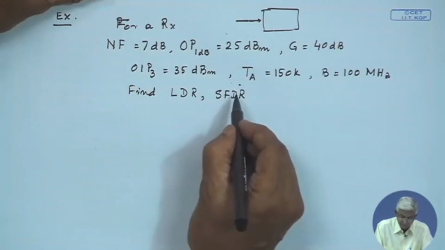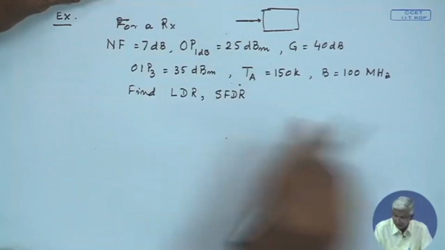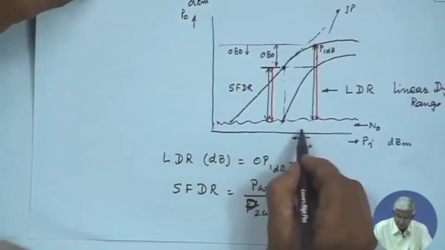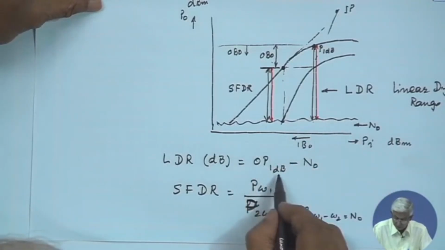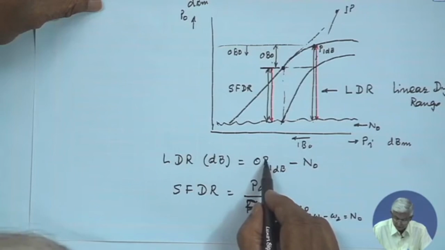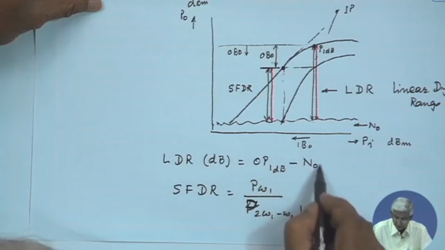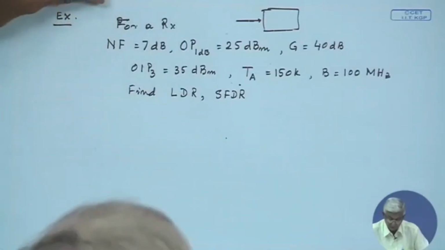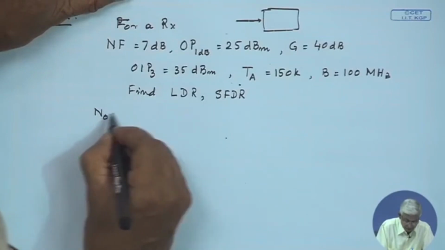So, what we have to find out, if you remember, for spurious free dynamic range and linear dynamic range, is the noise, because the LDR is the output 1 dB compression point minus the noise power. So, noise power has to be calculated. For noise power we have been given some information. Let us see what the noise power is.